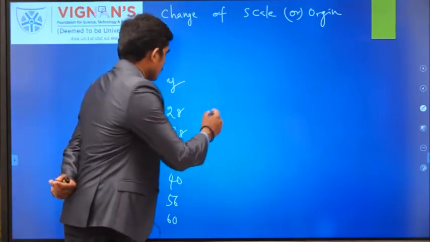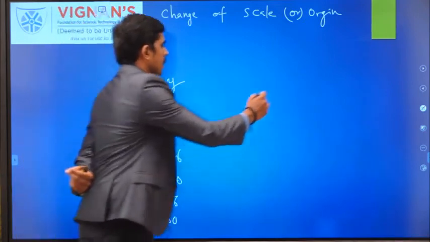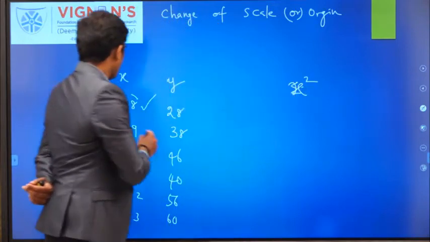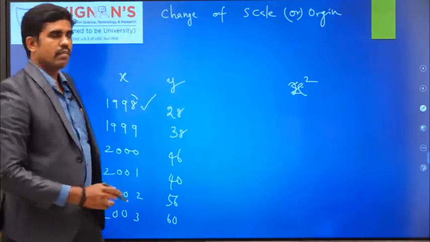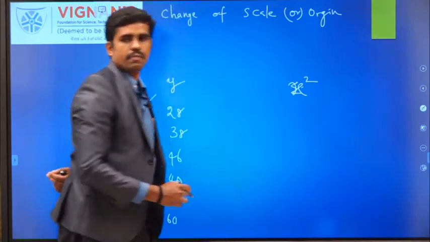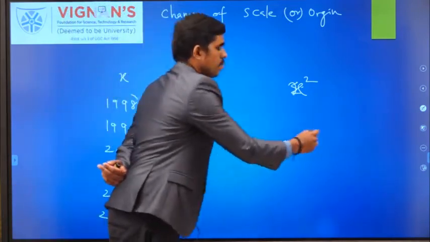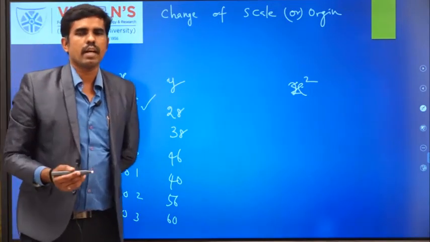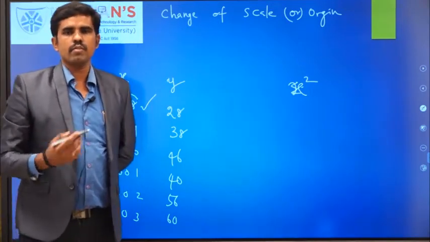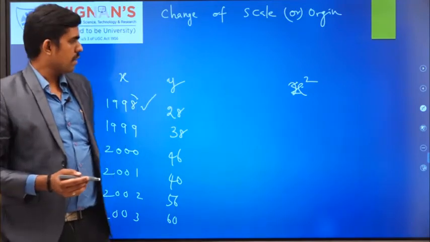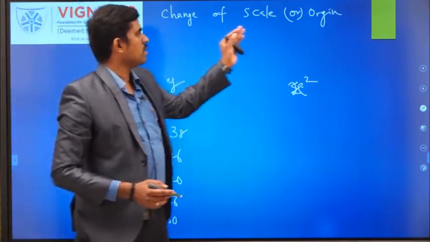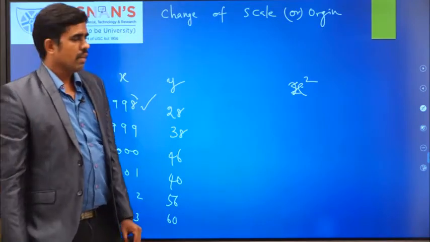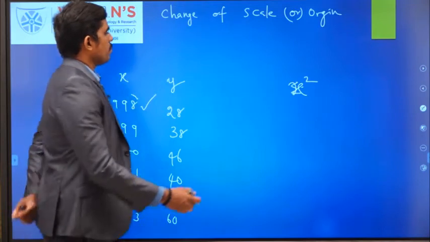If you deal with the same data, you will be in a situation to find summation x square. If you find 1998 square, it will be a bigger value, and 2000 square will also be a bigger value. So the calculation will be very tough and difficult, and it will take time. To reduce the time and the toughness, we are going to change the scale, or change the origin, of the original problem.